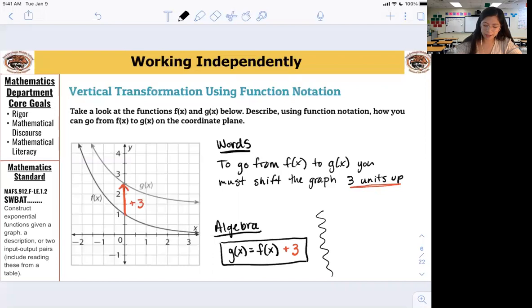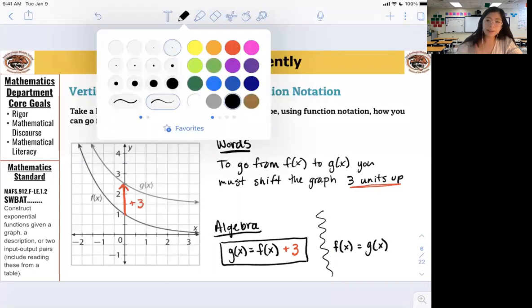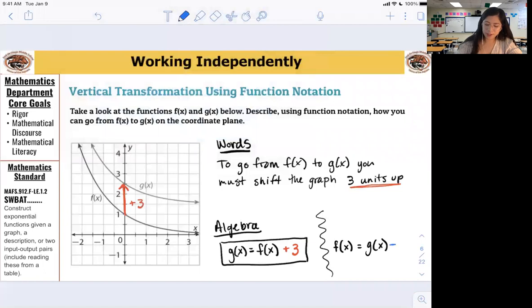So if I want to get to f of x, what do I do to g of x? Subtract. So if you go backwards, you take g of x minus 3, because now you're going the other way. This time you go down 3 units. So it really just makes sure when you're reading that equation, you go the right way, in the right direction.